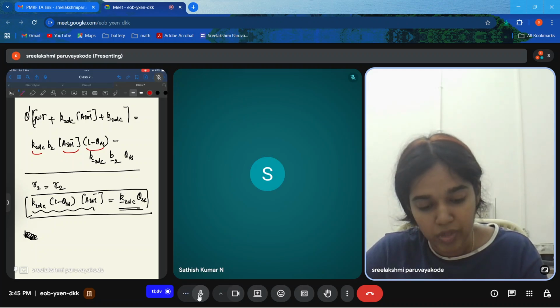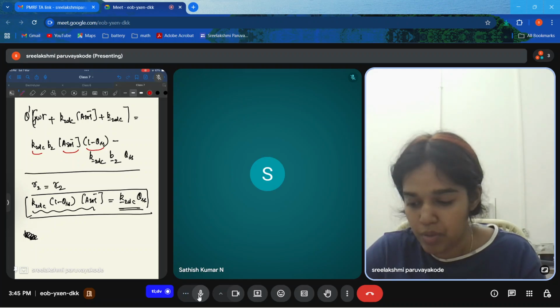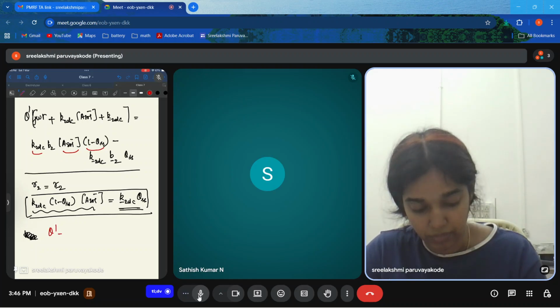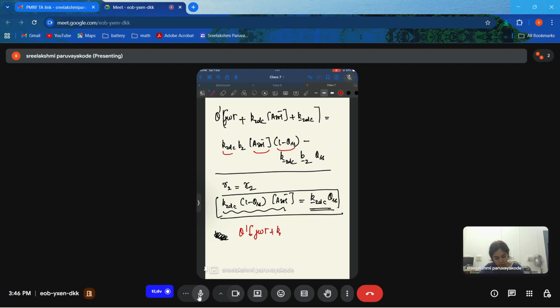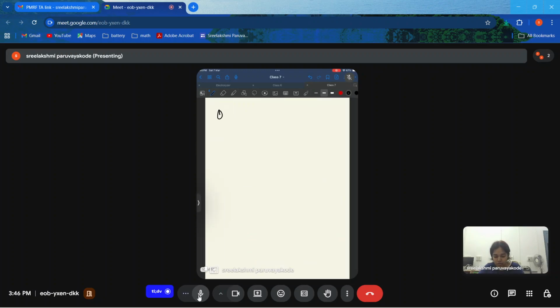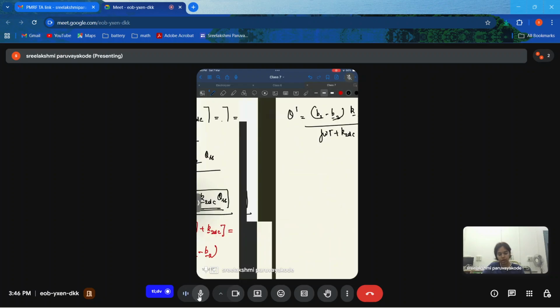I can take that as common. So that is what it means, and I'll get B2 minus B minus 2. So if I'm doing that, this becomes j omega gamma K2 DC A solution minus plus K minus 2 DC equal to K minus 2 DC theta SS B2 minus B minus 2. So finally, theta dash equals B2 minus B minus 2 K minus 2 DC theta SS by j omega gamma plus K2 DC A solution minus plus K minus 2 DC. So this is the expression you are getting for theta dash.